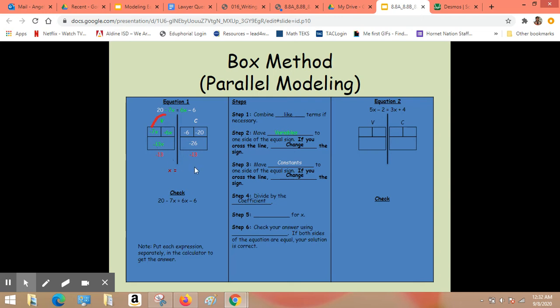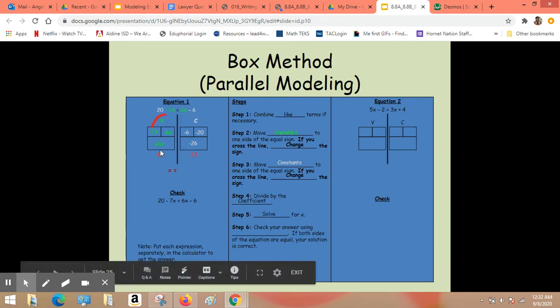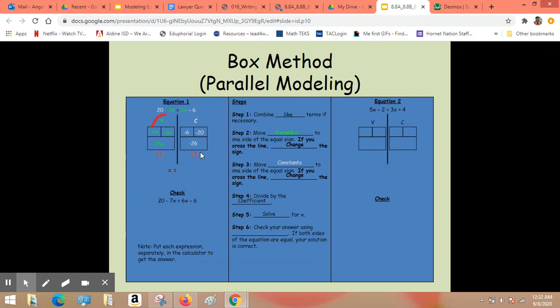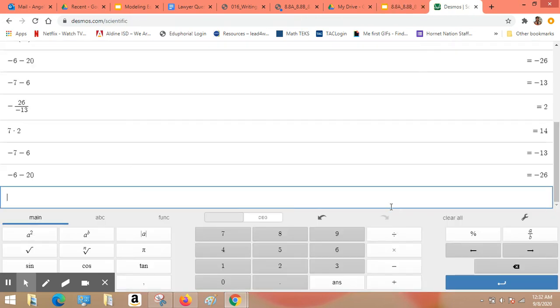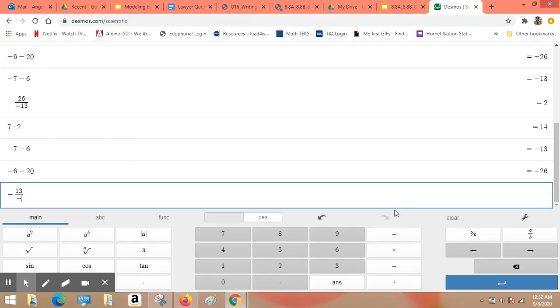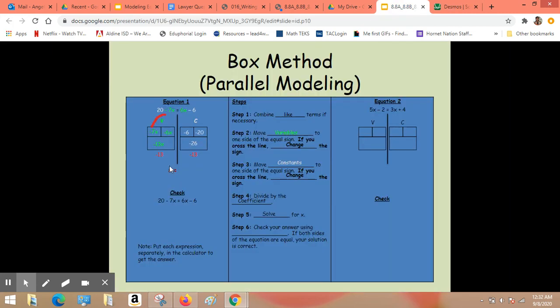Okay, so now I'm going to have to solve. So -26 divided by -13 gives me what? And -13 divided by -13 gives me what as well? Gives me 1, so that's why I still have 1x, and then divide these and it should give you 2.